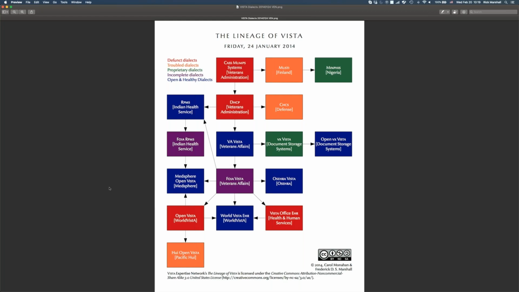Every dialect requires a VistA development house to do massive amounts of work, keeping all of the different patch streams going, updating lab, updating pharmacy, updating everything else. There's a lot of reinvention of the wheel that's involved.